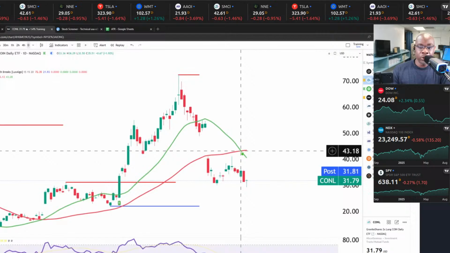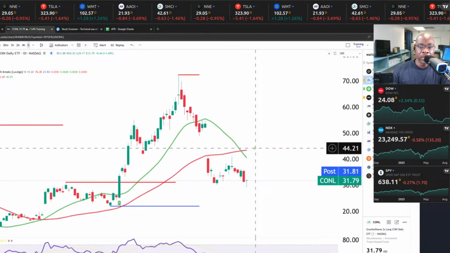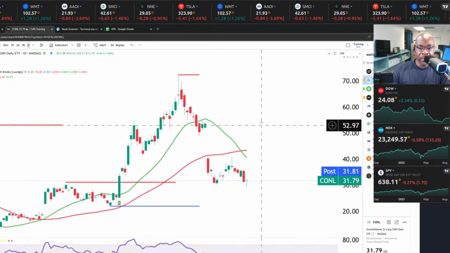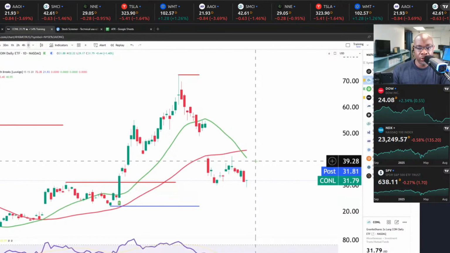But for right now, the green line is pointing down, the red line's on top, but it's pointing straight forward, right? So there's a chance that it could do a reversal and go back up. But once this red line starts pointing down, we're basically screwed.